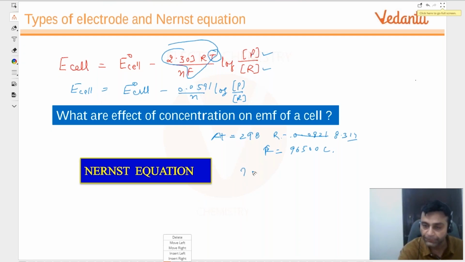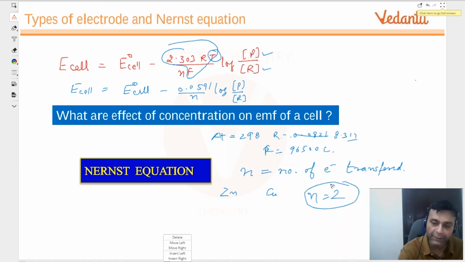So what is N here? Can you tell me the meaning of N? It is the number of electrons transferred from anode to cathode, that is, how many electrons are being lost and gained in this process. In the previous zinc and copper cell, how many electrons are lost by the zinc? And how many electrons are gained by the copper ions? 2. So N is equal to 2. The total number of electrons lost or gained at the anode and the cathode is called the N value, right? Are you getting me?